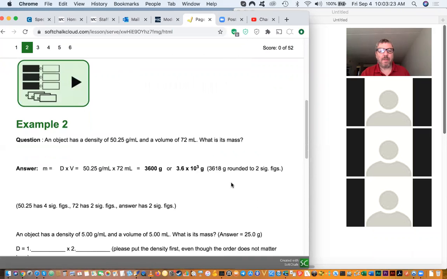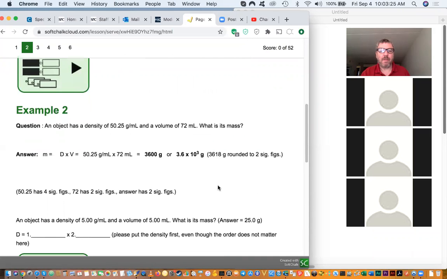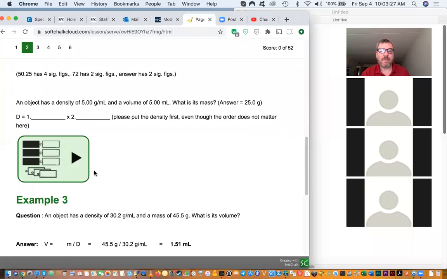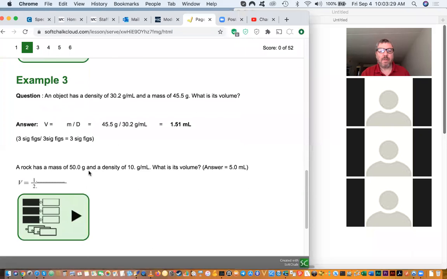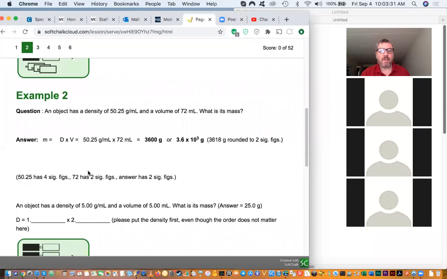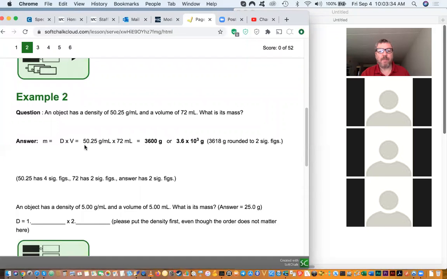So we've got some interactive exercises here where we're looking for mass and then volume. And again, you know, we're looking at the significant figures. I'll look at this mass one here. So we get density times volume. And you notice we've got 4 sig figs and 2 sig figs here. So the answer comes out to 2 sig figs, which means it's going to be 3,600, but it was 3,618 in the calculator. And it comes out to 3,600.